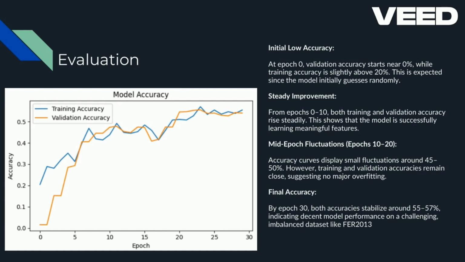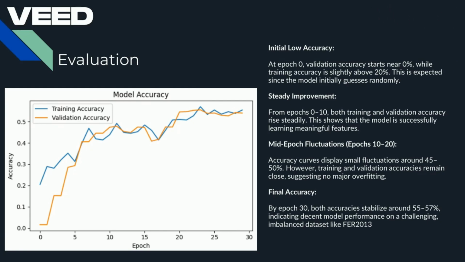Initially, validation accuracy is near zero, while training is just about 20%, as expected from random guessing. From epoch 0 to 10, both accuracies steadily improve, indicating that the model is learning useful features. Between epochs 10 to 20, we observe some fluctuations around 45 to 50%, but the training and validation curves remain close, which suggests no major overfitting. Finally, both accuracies stabilize around 55 to 57%. So this would be a solid result given our dataset's complexity and imbalance.